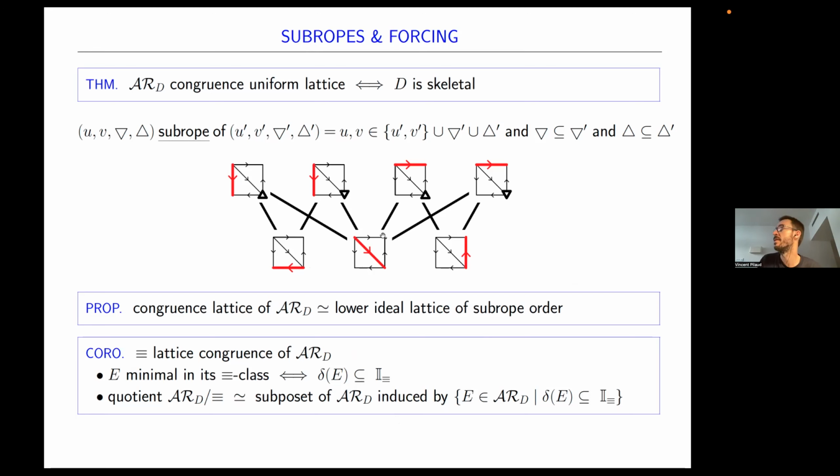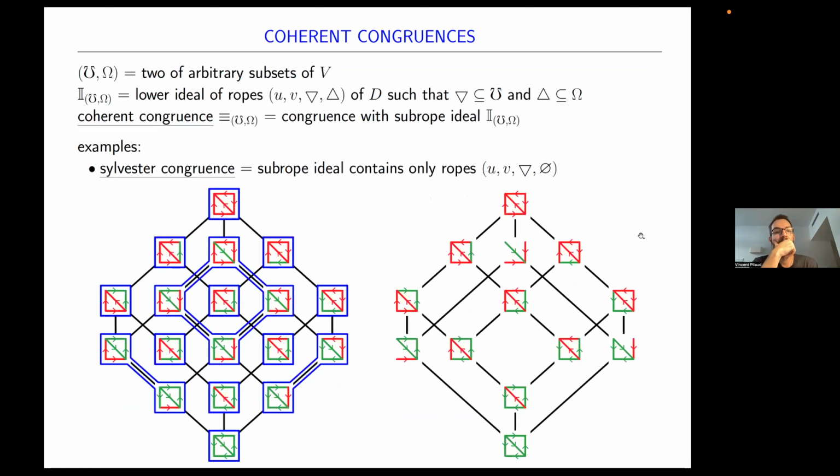These are the elements whose canonical join representation only uses the ropes of your ideal, and you understand the canonical join representations in your quotient. Okay, so let me just give you a family of examples which is particularly nice.